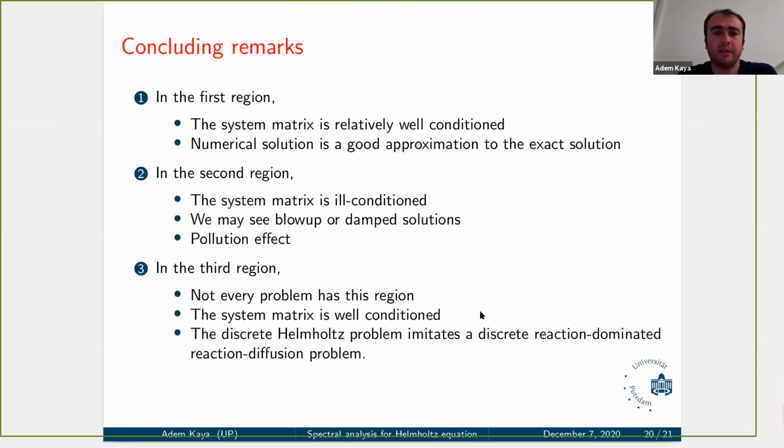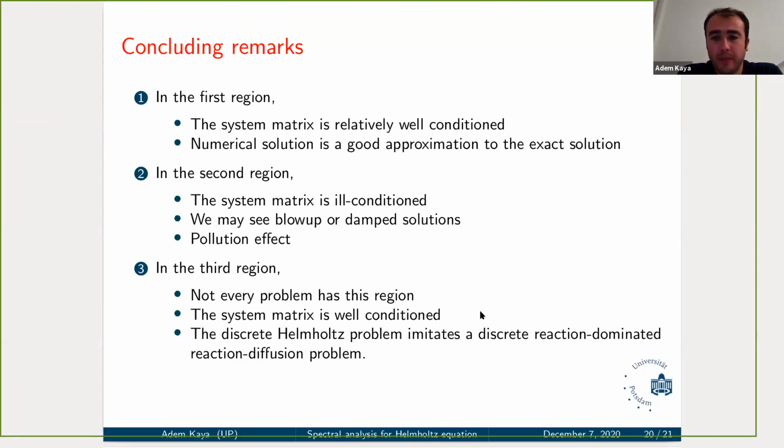So, concluding remarks. We have three different regions. In the first region, the system matrix is relatively well conditioned, and the numerical solution is a good approximation to the exact solution. In the second region, the system matrix is ill conditioned, maybe we can say very ill conditioned. We may see blow up or damped solutions. Blow up is very clear for the Dirichlet problem, and we see damped solutions when Neumann or radiation boundary condition is used. But if the scale of the exact solution is small, it may not be easy to notice this. And we also see the pollution effect in the second region.